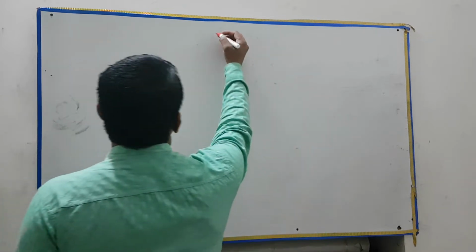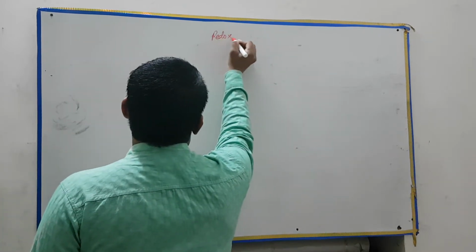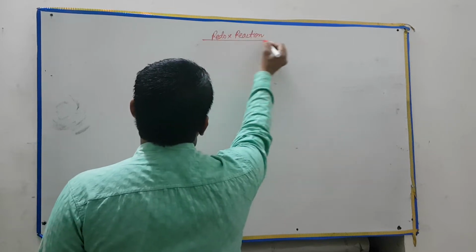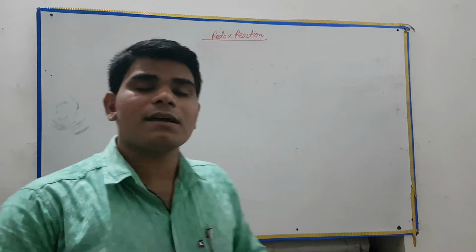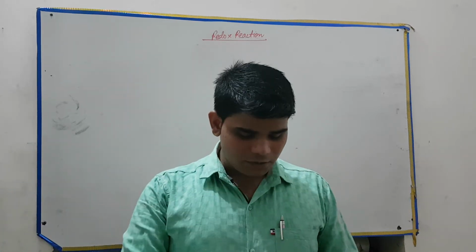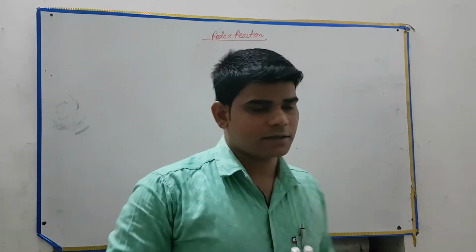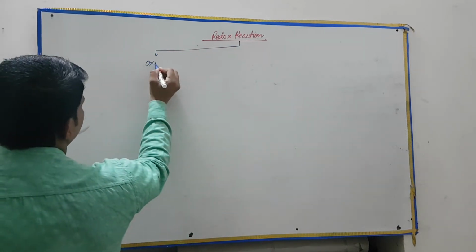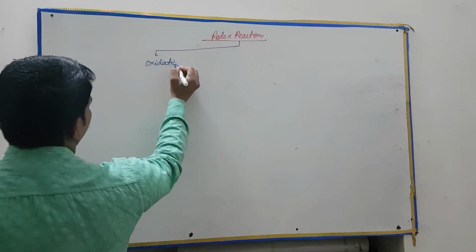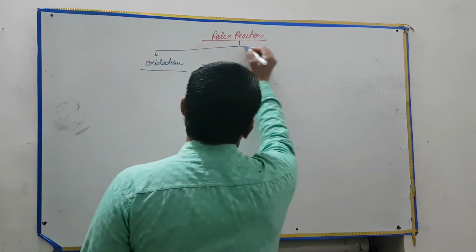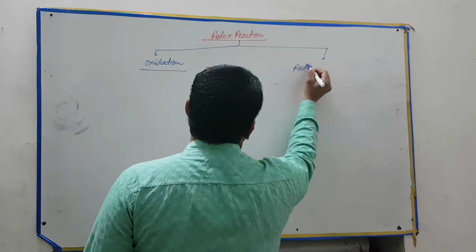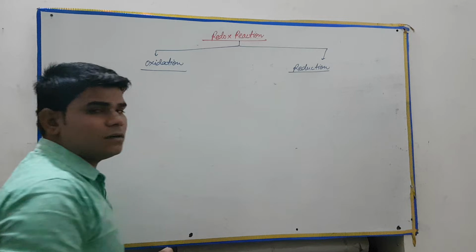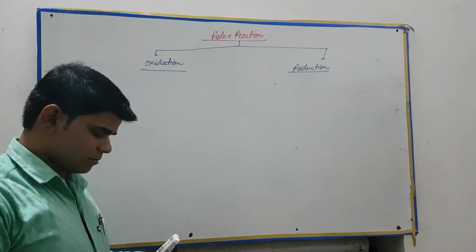So first, to understand what the criteria of this reaction are. A redox reaction has two parts: one is oxidation and the other is reduction. Now I will discuss oxidation first.